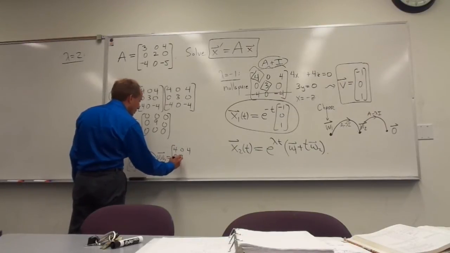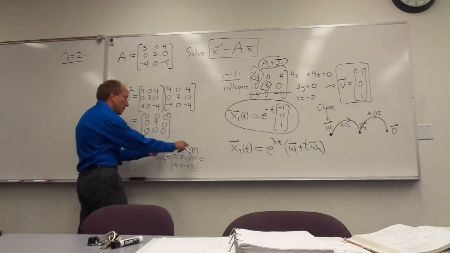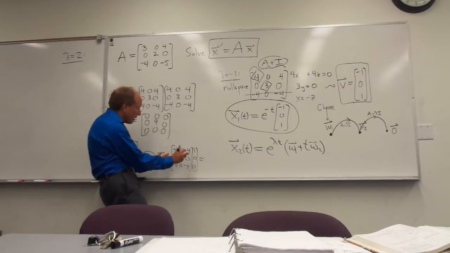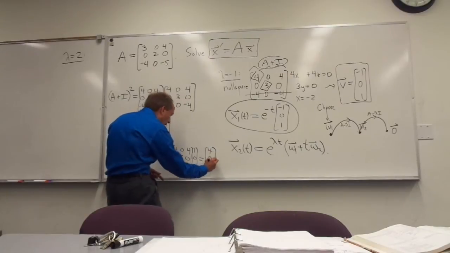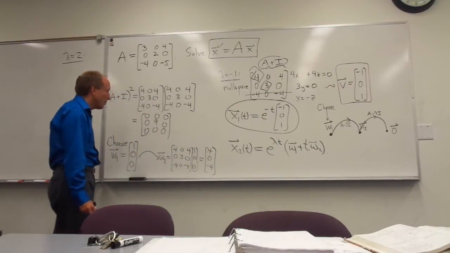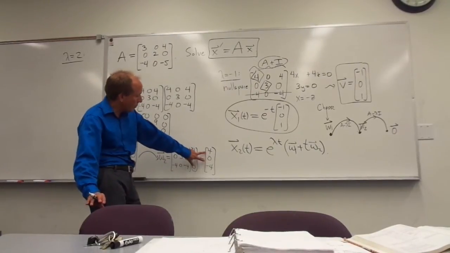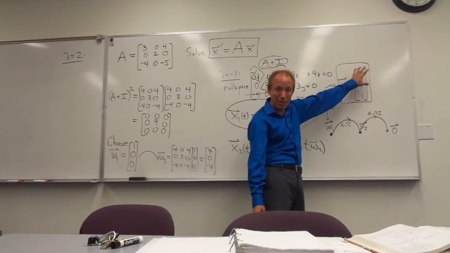The reason is that if you do that, then w2 becomes [4, 0, 4; 0, 3, 0; -4, 0, -4] applied to (1, 0, 0). If you do that, see what happens is this calculation is going to pull off the first column of the original matrix, right? The first column of the original matrix. Notice that the vector that we got is just a multiple of the eigenvector that we had found earlier.